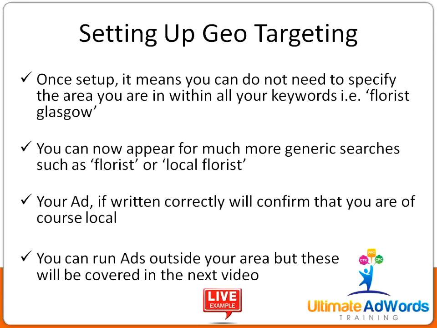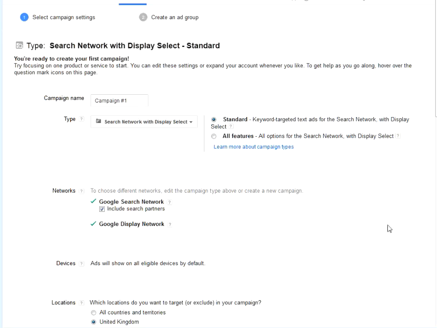You may want to state the actual area that you are in, or just the word local, so that people feel comfortable clicking through, knowing that they can come along and collect their flowers if that is your business model, rather than you being an e-commerce florist where they would have to wait for them to be delivered. So obviously adapt this to your business model. You can run ads outside your area, but these will be covered in the next video because it's a bit of a subject in itself.